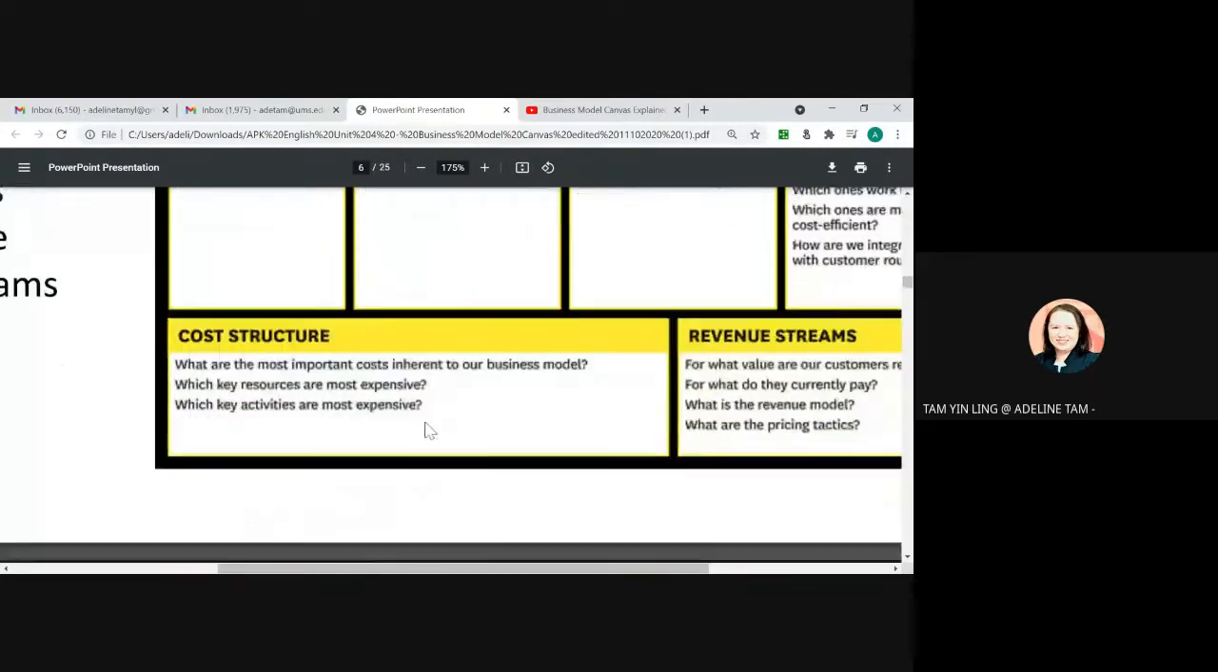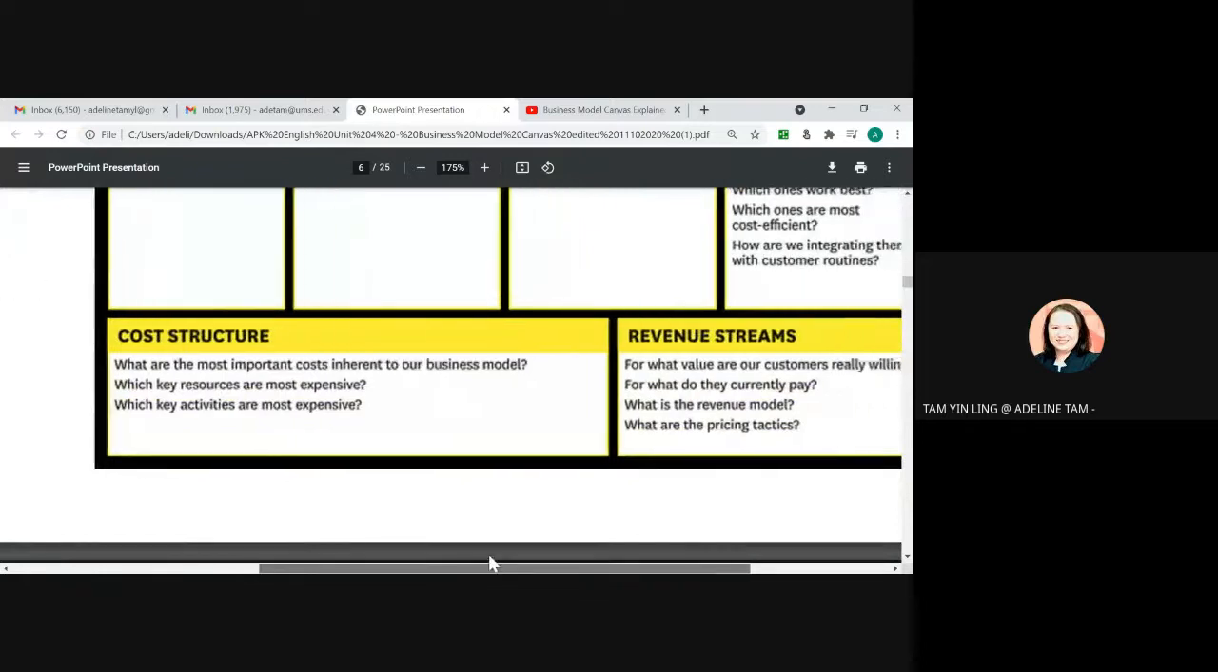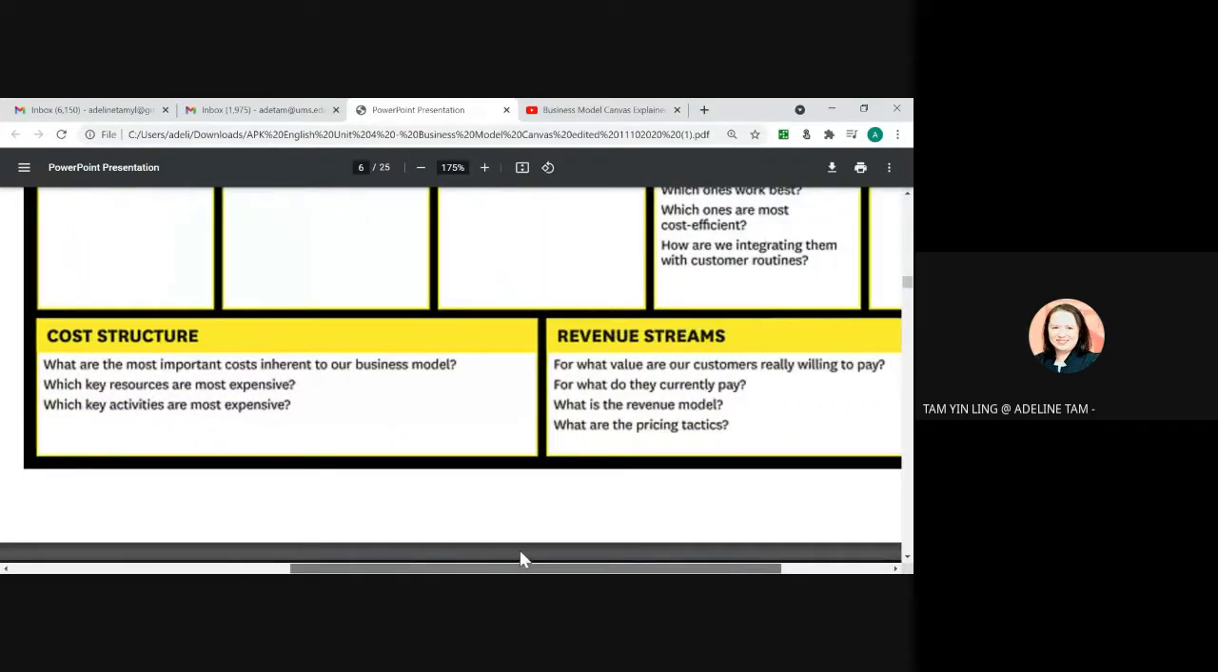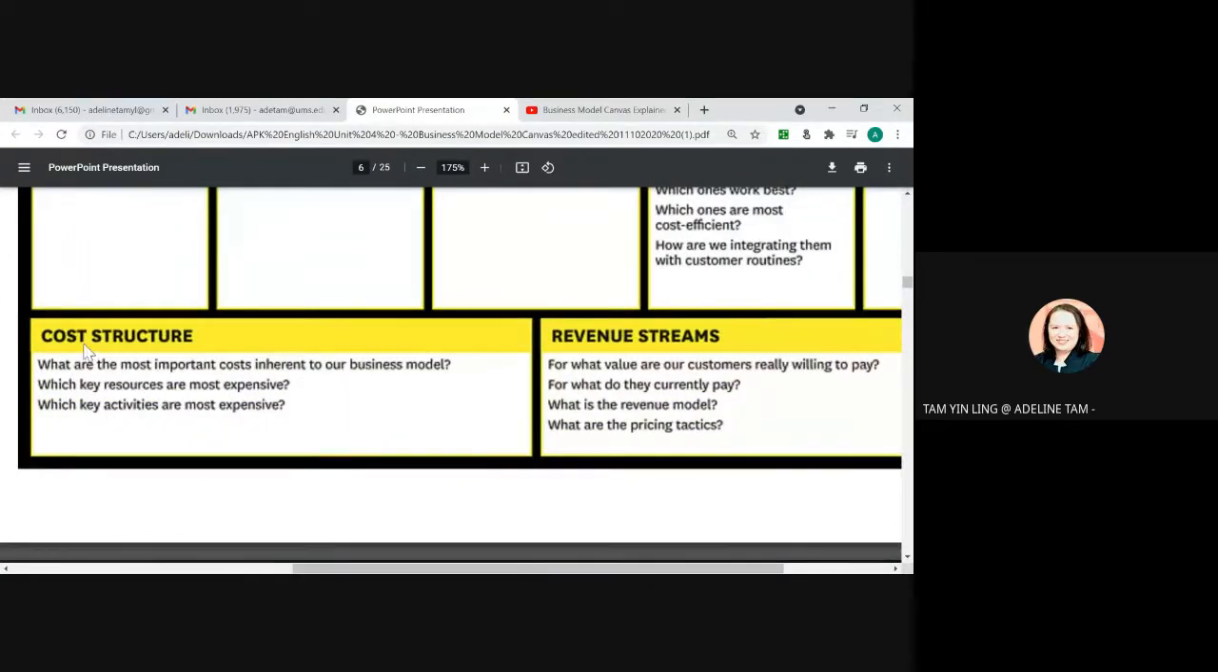And the last two, like I say, are related to financial. First we look at the cost. What are the most important costs to our business? Which key resources are most expensive? Which key activities are most expensive? And revenue: for what value are our customers willing to pay? For what do they currently pay?